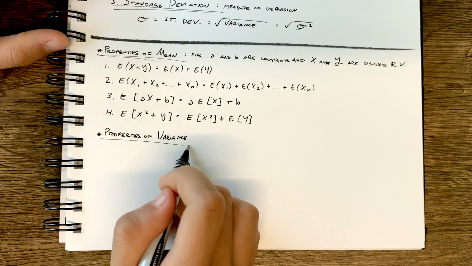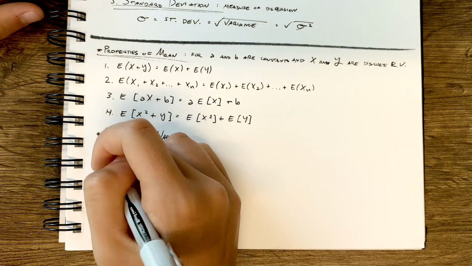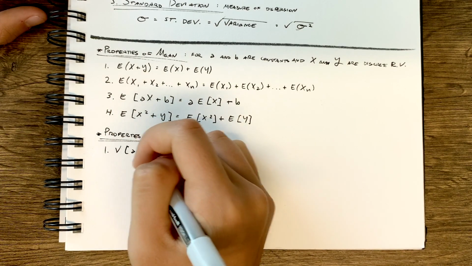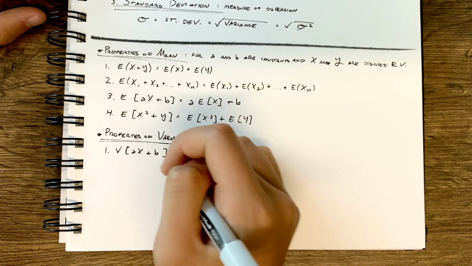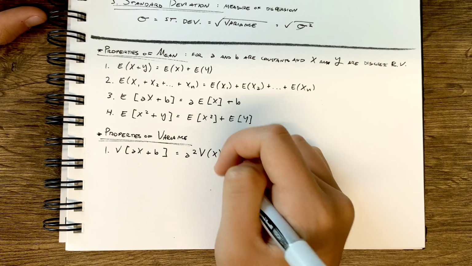So we can say a couple statements are true, again, for our constants a and b, and for our discrete random variables X and Y. Firstly, if we have the statement for finding the variance of our random variable X with the coefficient of a plus the constant b, we can take the coefficient a outside of the variance and square it, then multiply it by the variance of the random variable X itself.